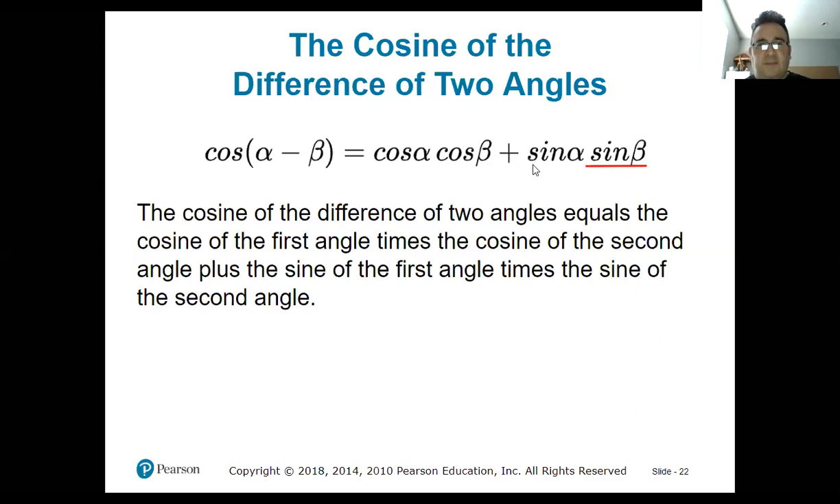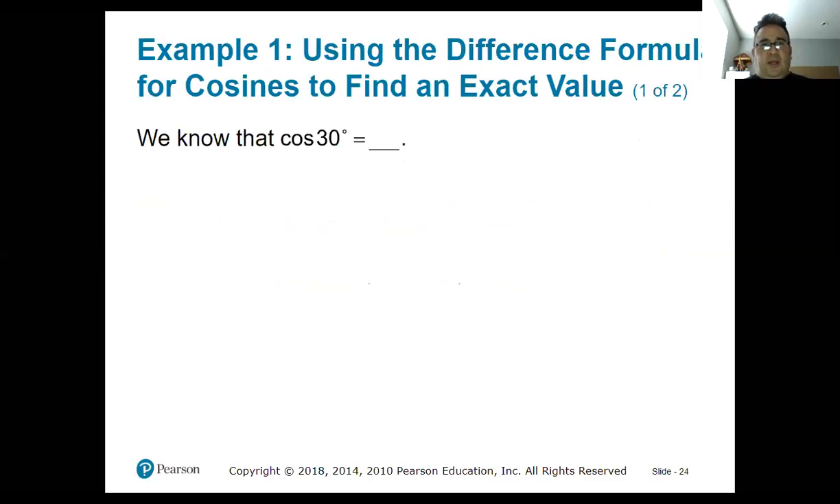So let's take a look here. Go ahead and write that formula down in case you don't have it already. And we are going to apply it, see how this plays out. So this is example one: use the difference formula for cosines to find an exact value.